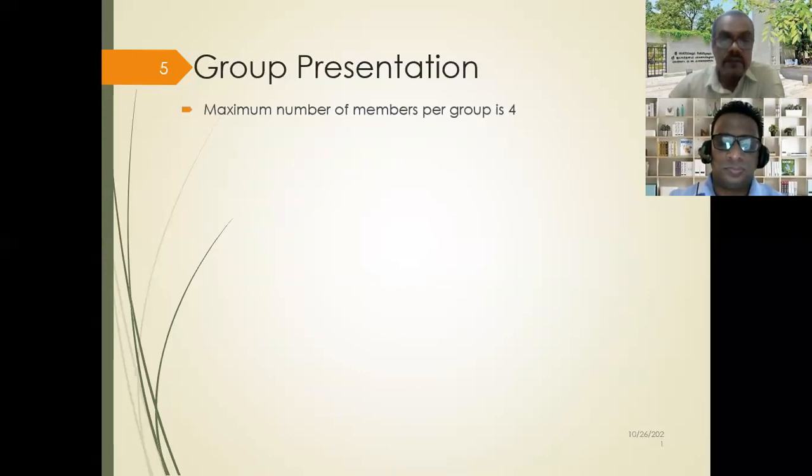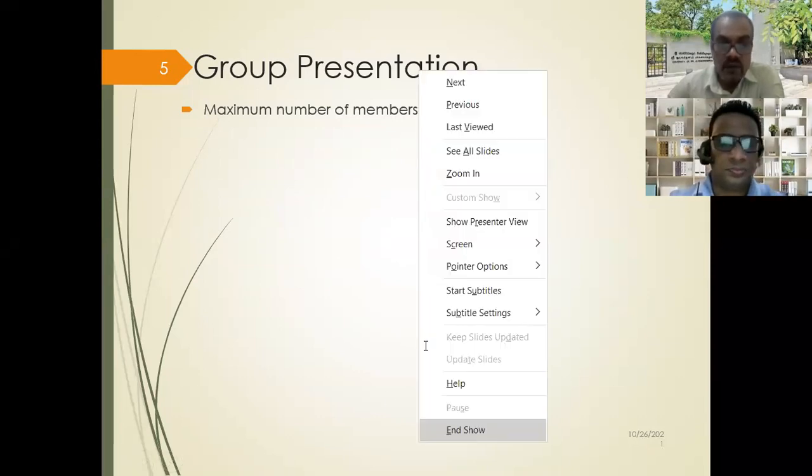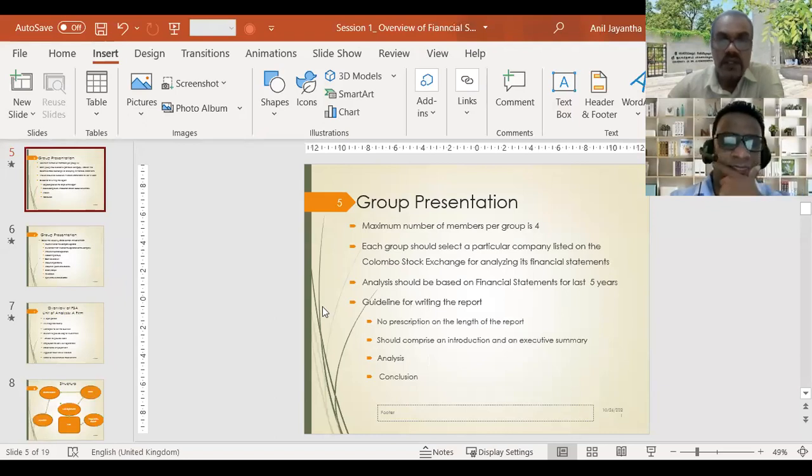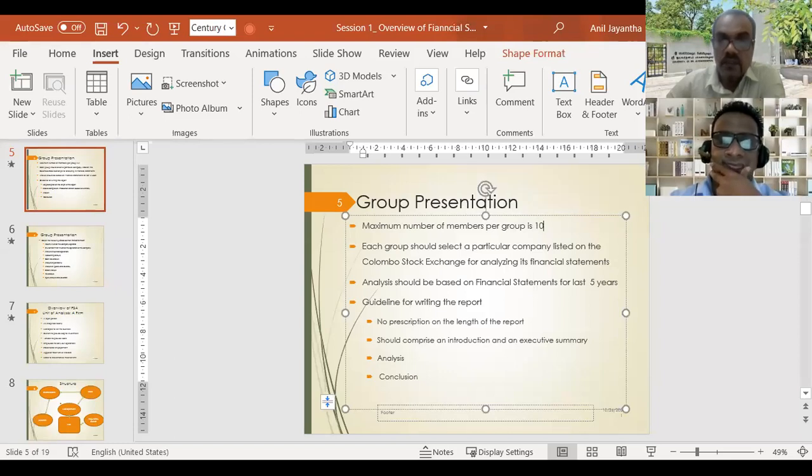Group presentation, we would like, of course, we can change it. If you take the maximum number as 4, that may not be practical since you have altogether more than 150 students. I think this has to be increased up to 10, I suppose.